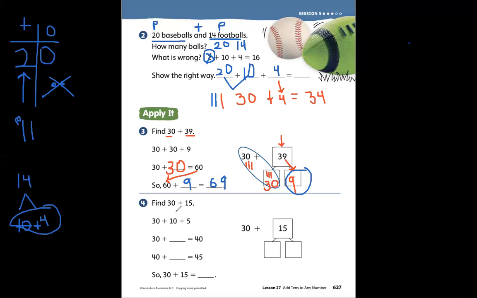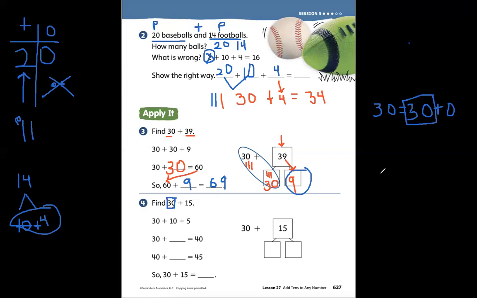Okay, problem number 4. Find 30 plus 15. 30 plus 10 plus 5. How did they get that? So you see that 30, if you break 30 into expanded form, you get 30 plus 0, right? And because I get the same number here, I don't need to break it apart, right?